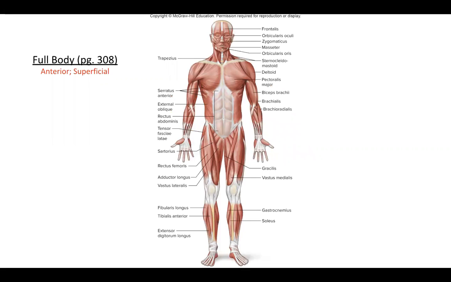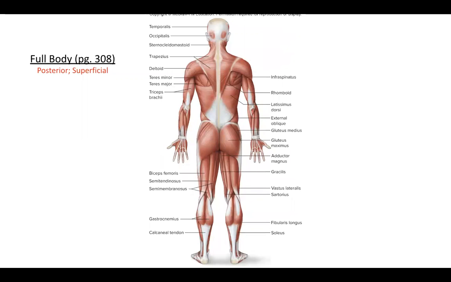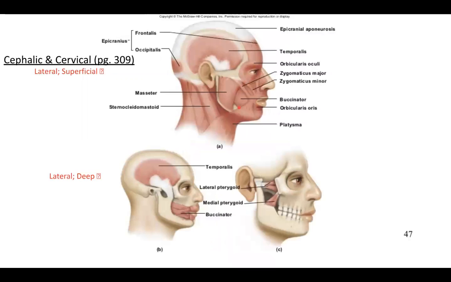So the first two diagrams that we have here are ones that you need to know, essentially just for the locations of these muscles. With few exceptions, almost all of these muscles you need to know. Okay, so that was the anterior view. This is the posterior view. Make sure that you know the muscles that are represented in each of these diagrams.